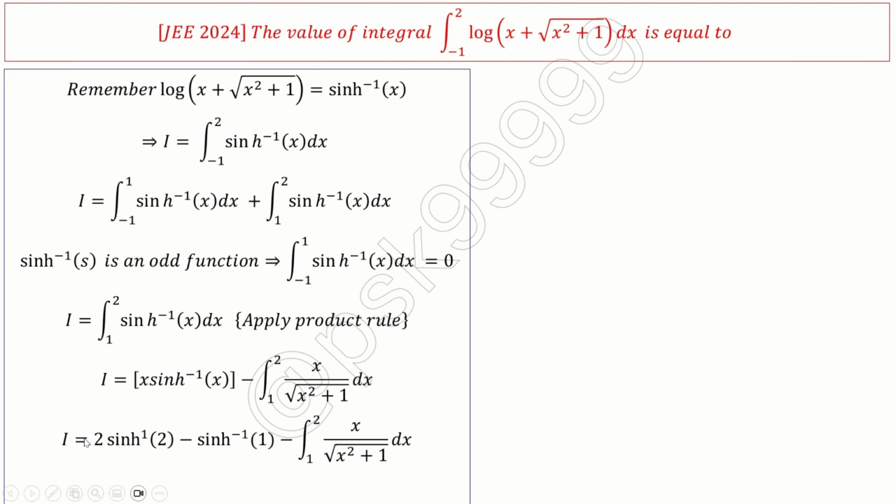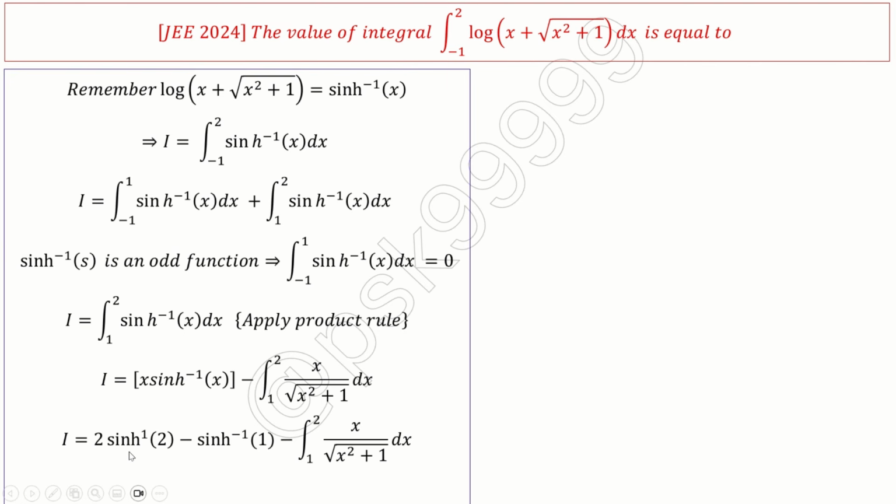If you apply limits to this one, this will become 2 sine hyperbolic inverse of 2 minus sine hyperbolic inverse of 1 minus integration from 1 to 2 of x by square root of x square plus 1 dx. This is simple. We take x square plus 1 as t, and you will get x dx as dt by 2. So with that you can solve it.